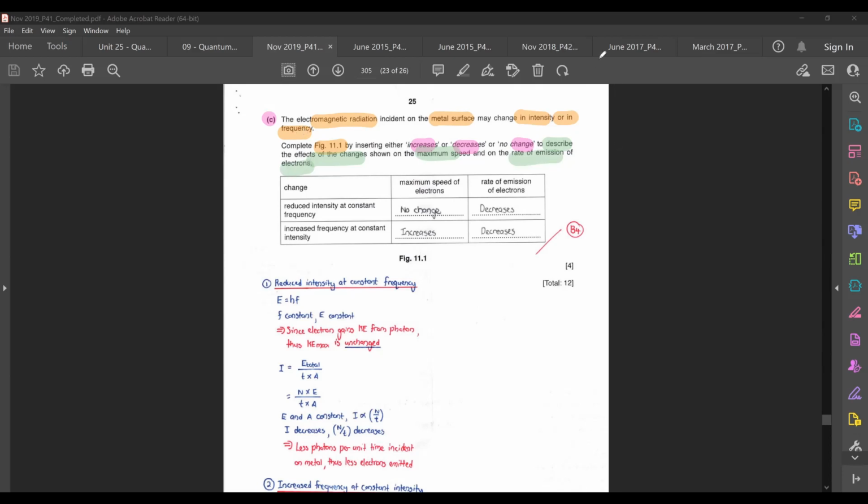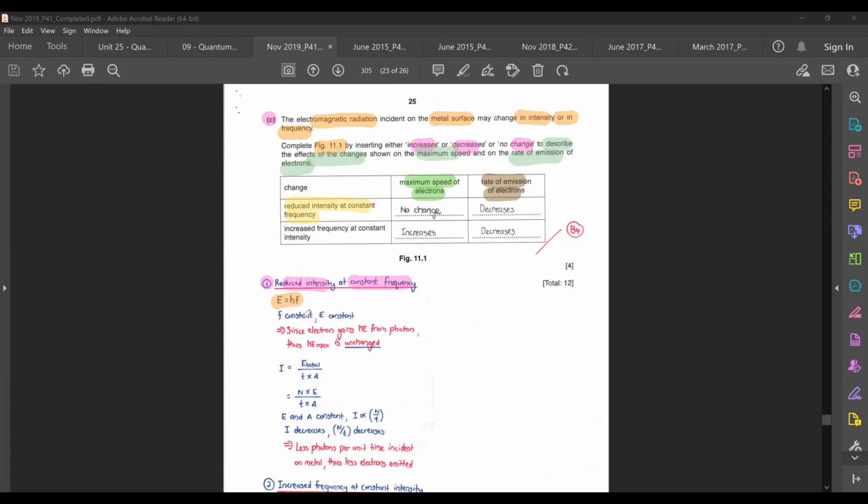Let's just look at the first line of your table where they told you that you reduce your intensity but at constant frequency. How would it affect the maximum speed of your electrons? And how would it also affect the rate of emission of electrons? Let's just consider the case where you have reduced intensity at constant frequency. Now, photon energy is hf.